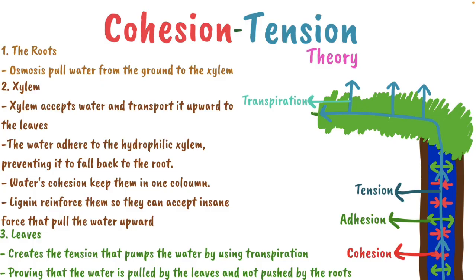Now, the third part is the leaves. They create the tension that pumps the water by using transpiration. And this proves the water is pulled by the leaves, and not pushed by the roots or the xylem itself.